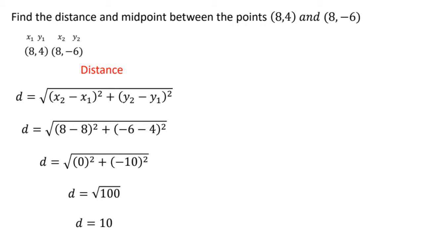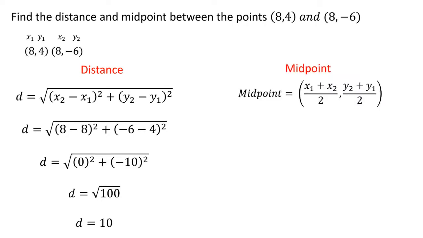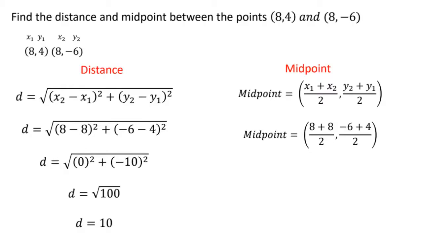Now let's look at the midpoint formula. So the midpoint of 2 points is given by (x1 plus x2) divided by 2 and (y1 plus y2) divided by 2. Again, where x1 and y1 is your point 1 and x2 and y2 is your point 2. So let's do the same. Let's go ahead and substitute. So we have here (8 plus 8) divided by 2, (-6 plus 4) divided by 2.